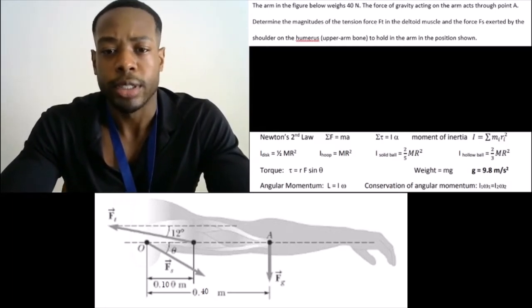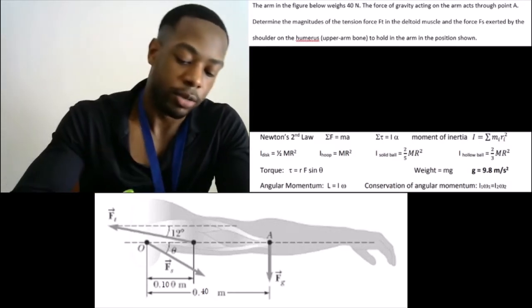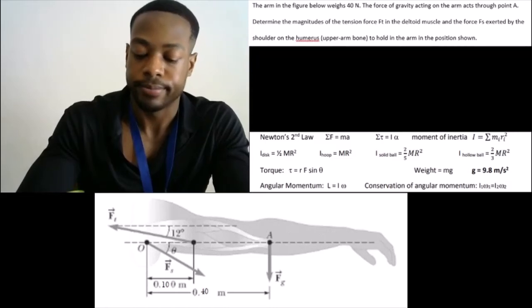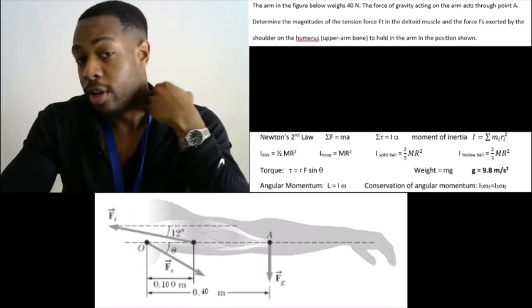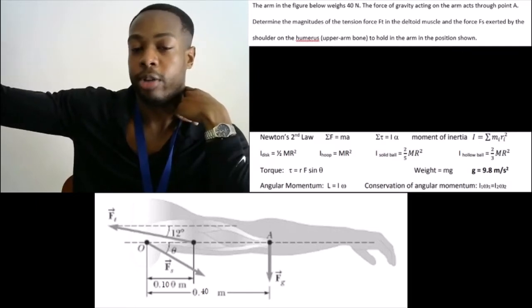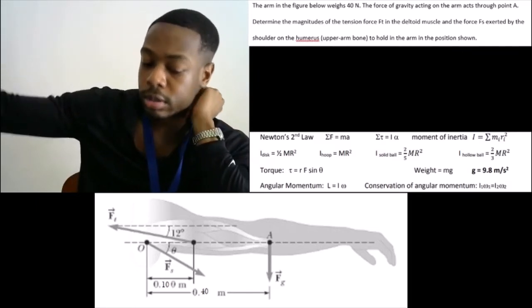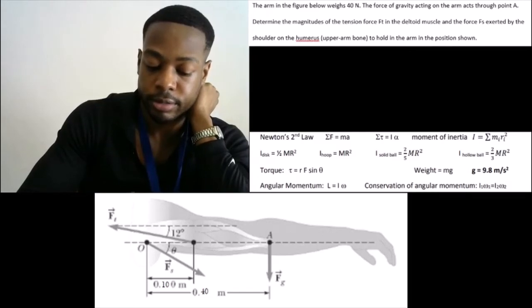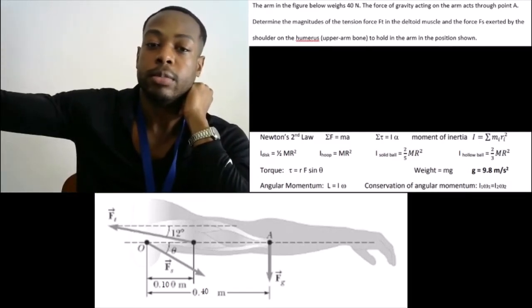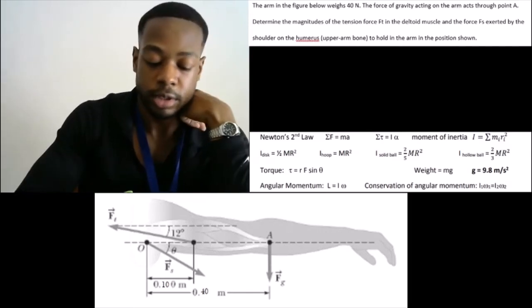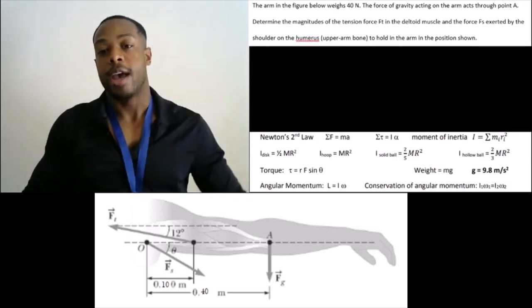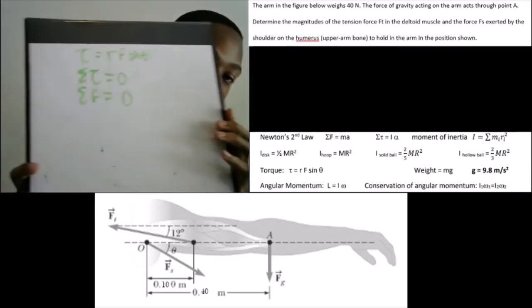So we know torque equals the radius times force times sine theta. And we know that the arm is in equilibrium. So that means the torques are canceling each other out. So the sum of the torques should be 0 here. The sum of the torques is 0, the sum of the forces is also 0. And I have given you everything you need to know.